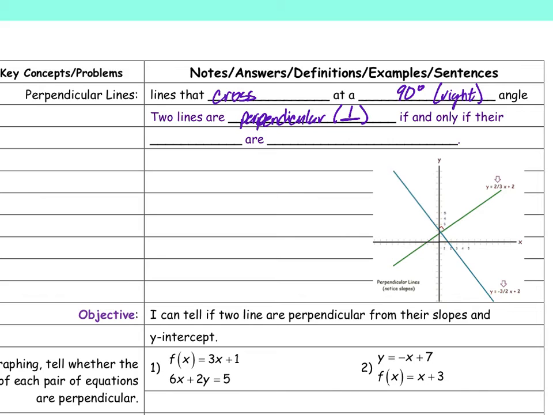So if and only if their slopes are negative reciprocals. Okay, so they have to be the negative reciprocals of each other. So who knows what the word reciprocal means? Or who can tell me what the word reciprocal means?